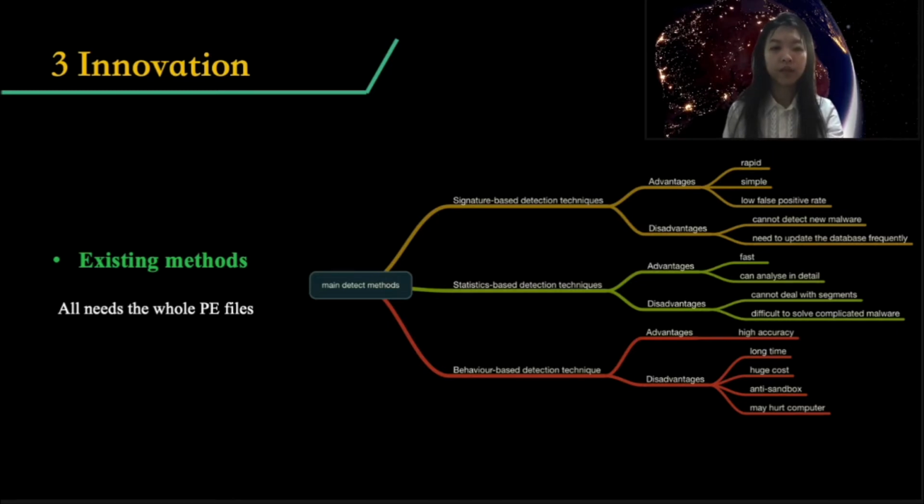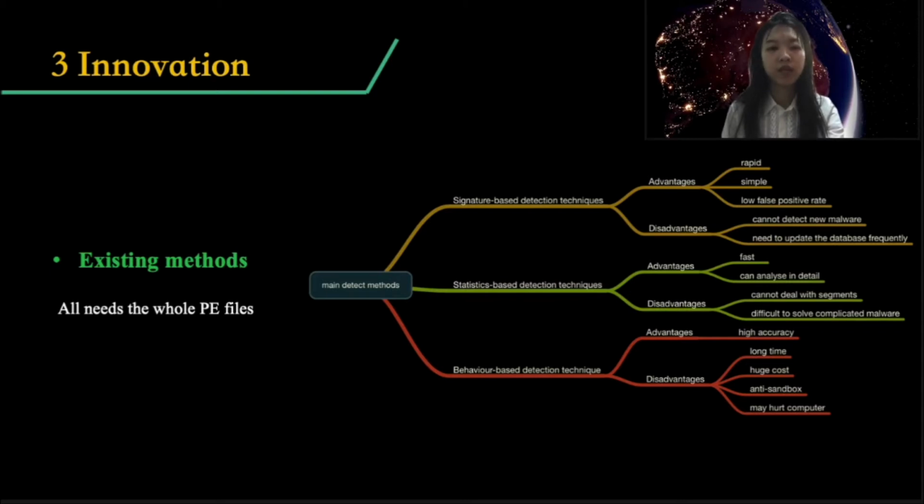Another method is behavior-based. This method just runs the malware and sees its behavior, what it has done to the computer. This method has a low false alarm rate, which is good, but it always costs a lot and needs a long time. In addition, a lot of malware holds an anti-detection architecture. When it finds it is running in a sandbox or isolated environment, it kills itself, so we cannot detect it.